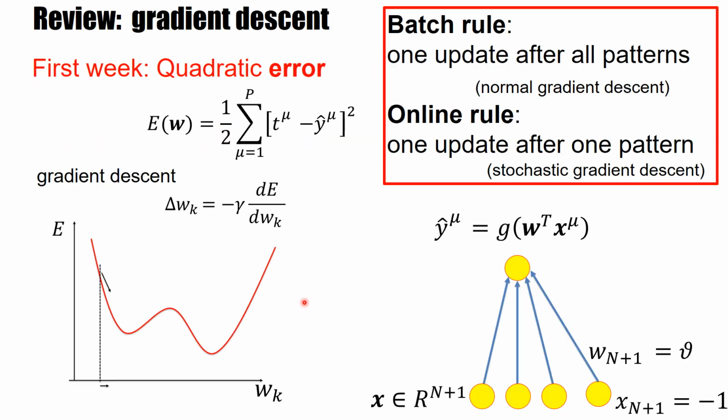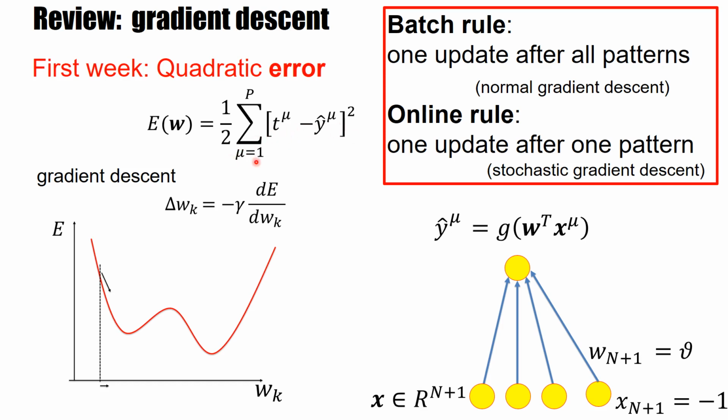I said that we use the knowledge in the training base, in the database of supervised learning, to compare the target output with the actual output of the network. This here is a quadratic error function. We take the difference, square it, and then we sum over all patterns.